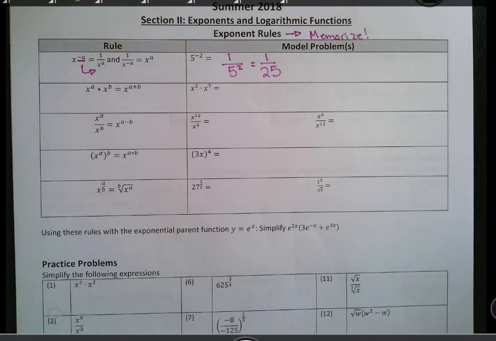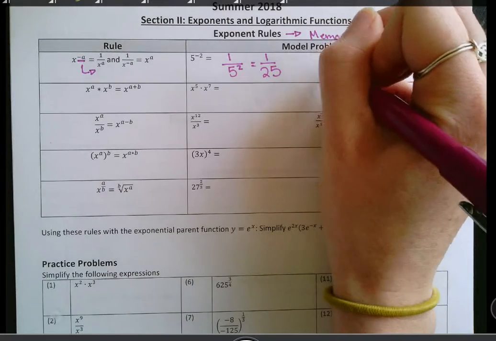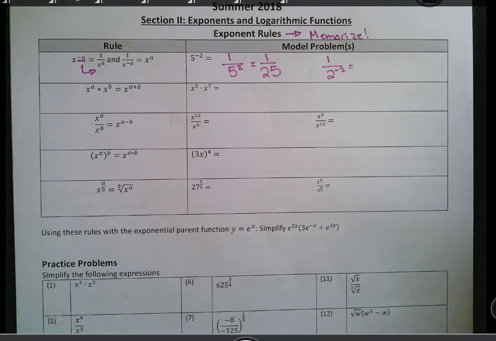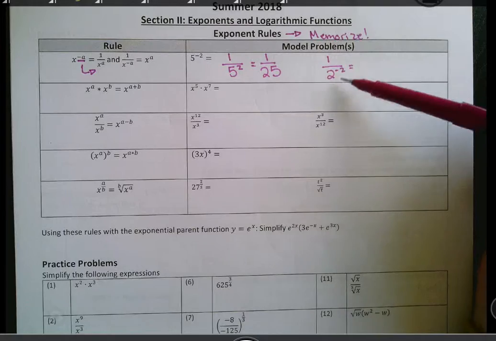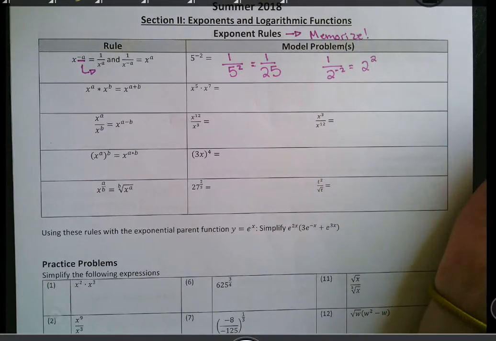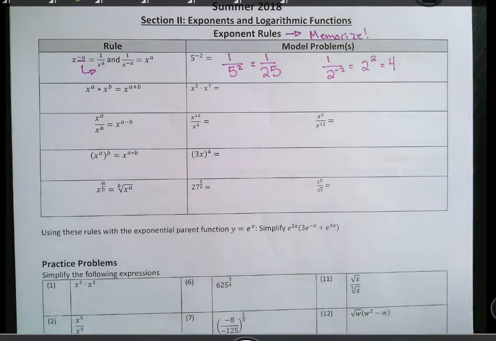Now, if we were going the other way, say we had seen something like 1 over 2 to the negative 2, it's the same thing. You're just doing the reciprocal, bringing that back up top. It would be 2 squared instead. Your exponent is now positive, which gives you 4. So it can go either direction here.